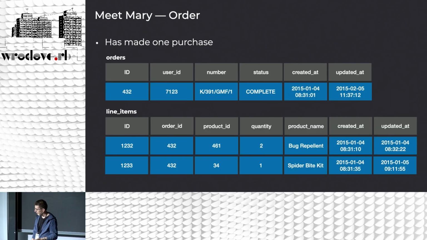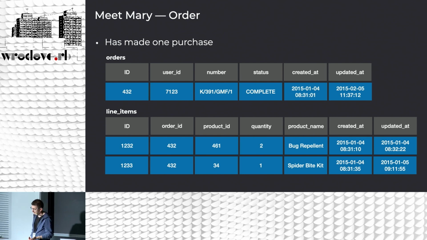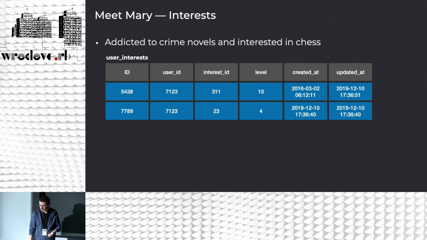Let's go forward. I've said that she's only made one purchase. So we have, of course, an orders table, and some order items, as traditional, as classic as it gets. As for her interests, we have yet another table that joins interests and users. So we know that she has expressed interest in two subjects.